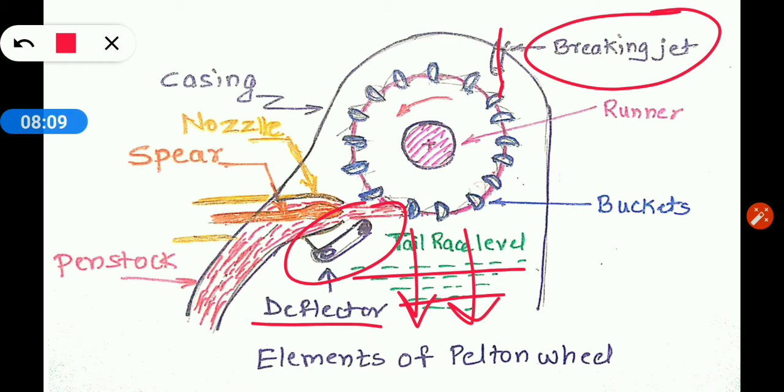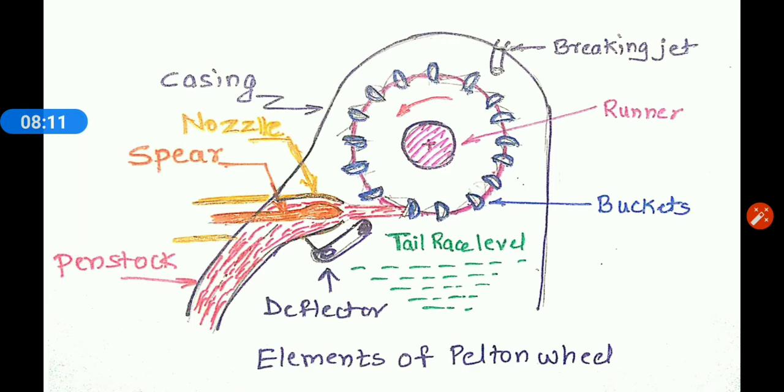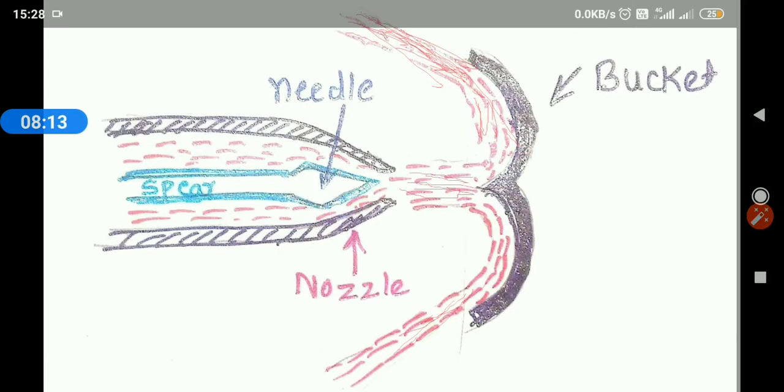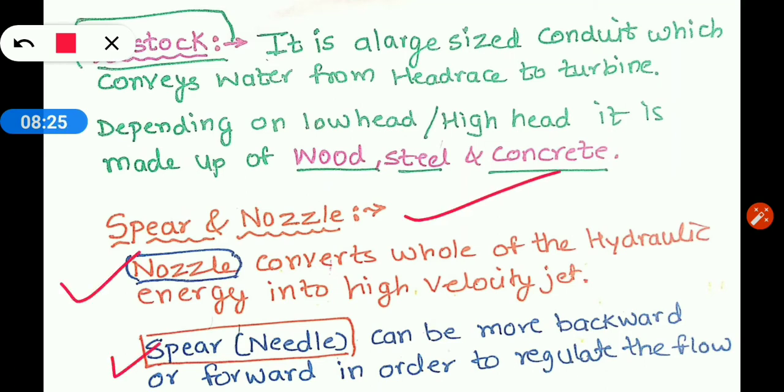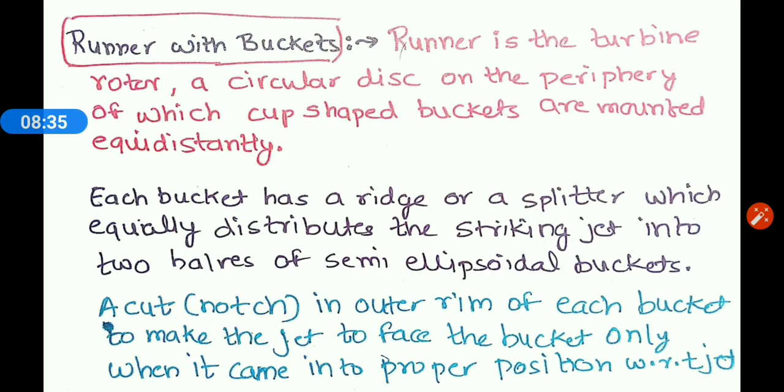So this finishes the terminology of the Pelton wheel. Okay, so this we have seen already: penstock, then spear and nozzle. What do the spear and nozzle do? This is the nozzle, this is the spear. Many times the word needle is also used. The front portion of the spear is called the needle. Then runner with buckets we have seen.